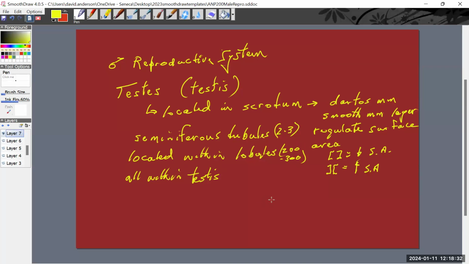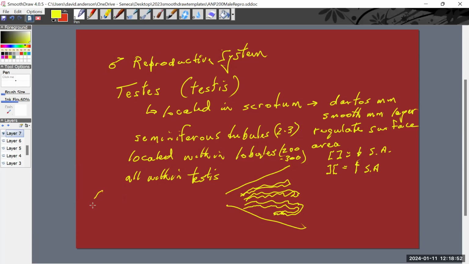So what we would have is a series of seminiferous tubules, maybe 3 within a lobule.